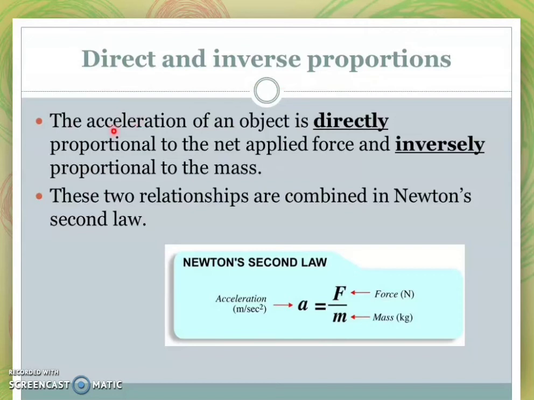The acceleration of an object is directly proportional to the net applied force and inversely proportional to the mass, which means if force increases, acceleration also increases. This is directly proportional. While if mass decreases, acceleration increases. This is called inversely proportional. These two relationships are combined in Newton's second law.